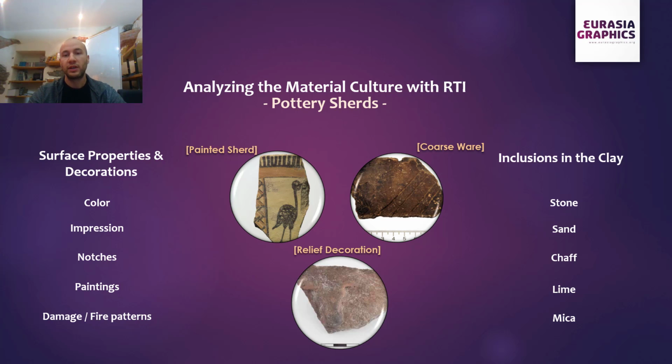Pottery shards in archaeology are analyzed in two main topics. The first one is surface properties and decorations of the object. These are colors, impressions, even damages on the object and fire patterns, and they indicate to us the use of the objects and the message that they carried. The second one is the inclusions in the clay, and these point us to the structure of the object itself, like if it's a coarse ware or fine ware, and the source of the clay. But of course, archaeometrical analyses are providing extra information in that regard.